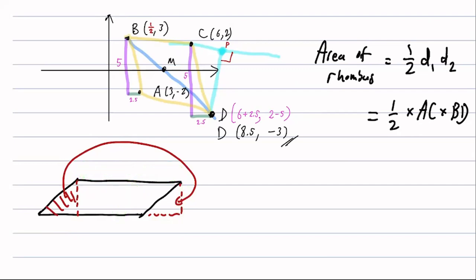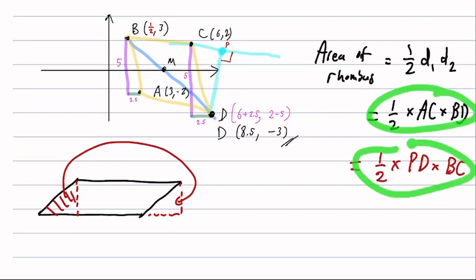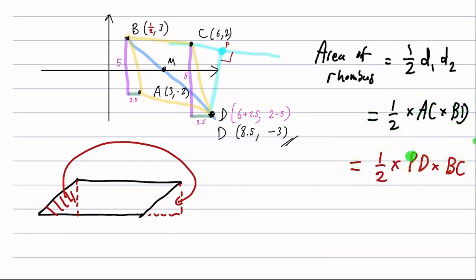And a rhombus is no different from a parallelogram. It's just a special kind of parallelogram. So same thing, we can also take base times height. But here, can you see that the height is really just PD? This is the perpendicular height, and the base is just BC. So this area can also be equivalent to half times PD, the perpendicular height, times the base BC. Right? So using these two formulas, we can solve for PD. If we know AC, BD, and BC, we can just solve for PD. Does it make sense?